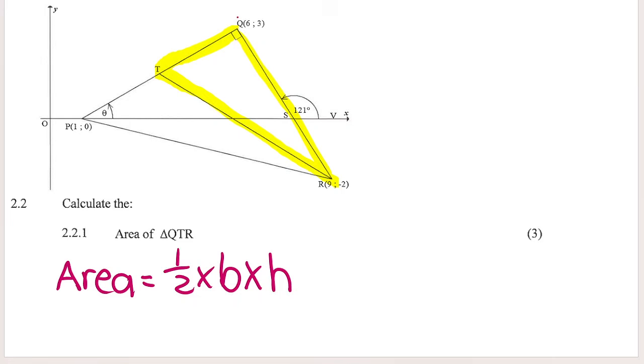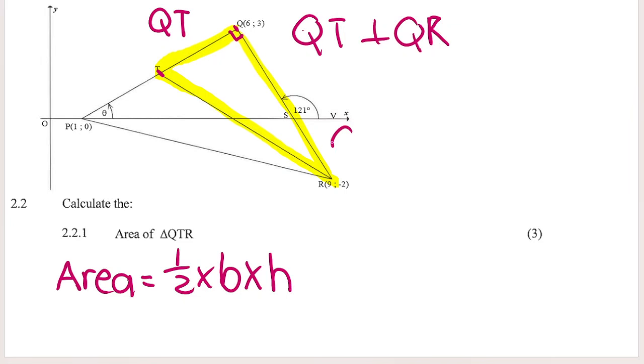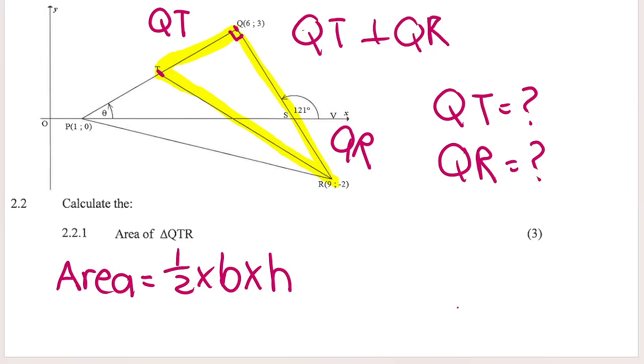Now, it's perfect because we know that QT is perpendicular to QR. They mentioned that in the question. They give me the 90-degree angle. So that means that QR would function as my perpendicular height. Or if QR is my base, QT would function as my perpendicular height. So basically what I need to find the area is the length of QT. That's the one length I need. And I need the length of QR. Again, the reason why is because area is half times base times height.